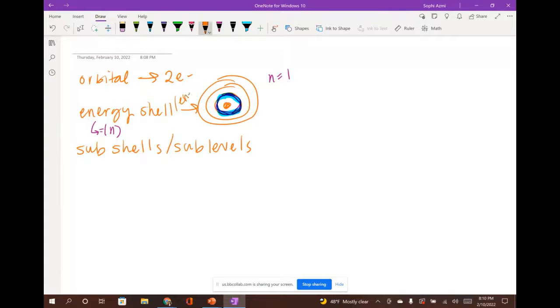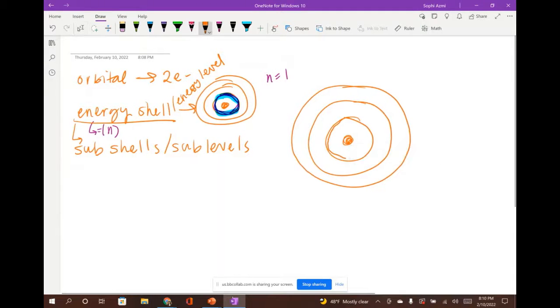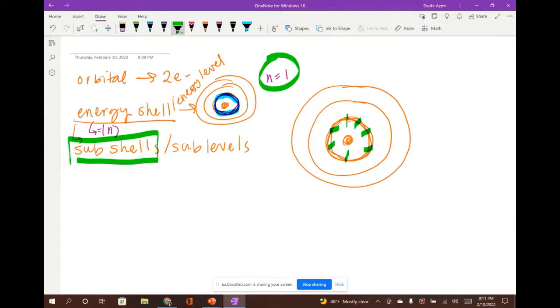That's like calling this an energy level. It doesn't matter. It's just a little small part of this big energy shell. I really want to make sure you understand. If this is my energy shell, I will have a bunch of subshells within this. So what I'm saying is that you can have a lot of S's in one subshell, in subshell 1.